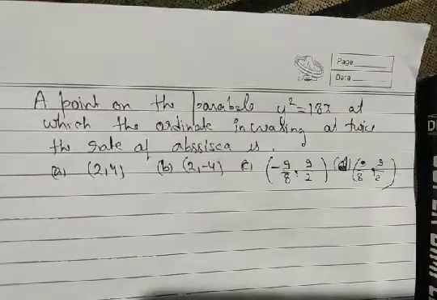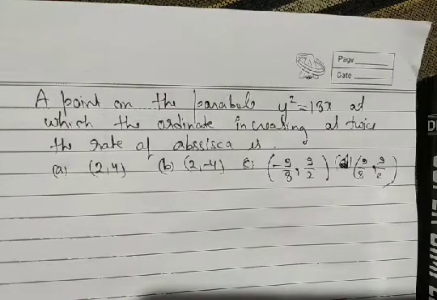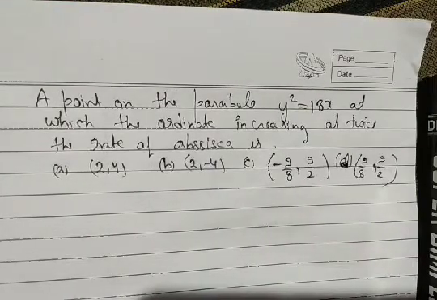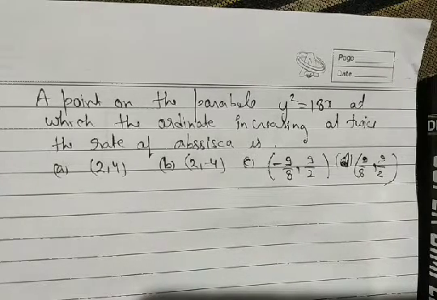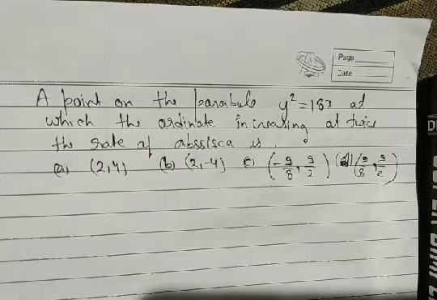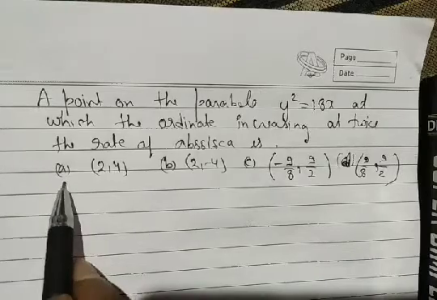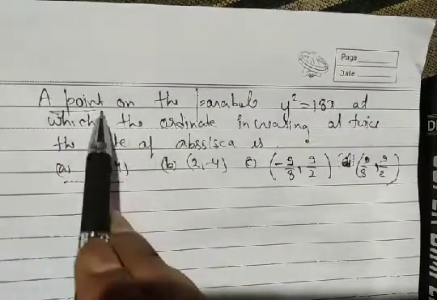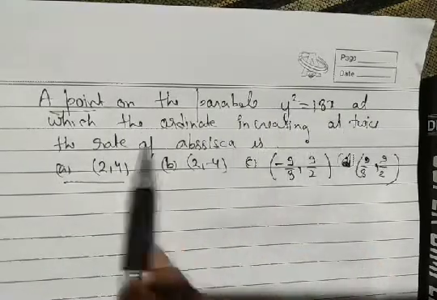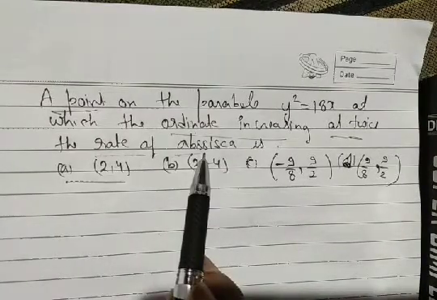Now take another problem. A point on the parabola y square equal to 18x at which the ordinate is increasing at twice the rate of abscissa is. It's an MCQ type problem. We have to find out the point. What is the point on the parabola y square equal to 18x at which the ordinate increases at twice the rate of abscissa?